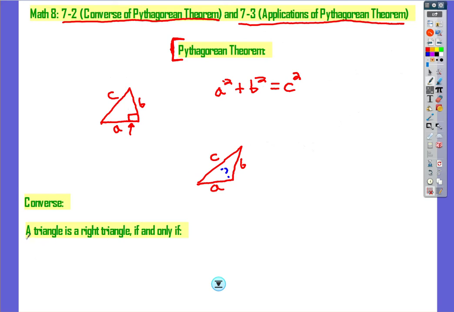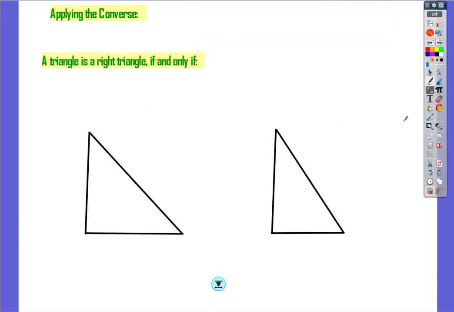So converse, all it says is a triangle is a right triangle if and only if A squared plus B squared equals C squared. So a triangle is a right triangle if and only if you can apply the Pythagorean theorem. And later on in math, you'll figure out how to solve these triangles, something called the law of cosines, but that's for another day. Let's jump to the converse.